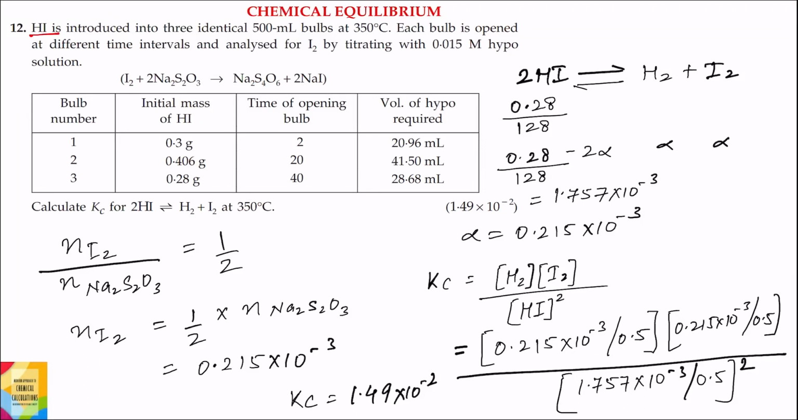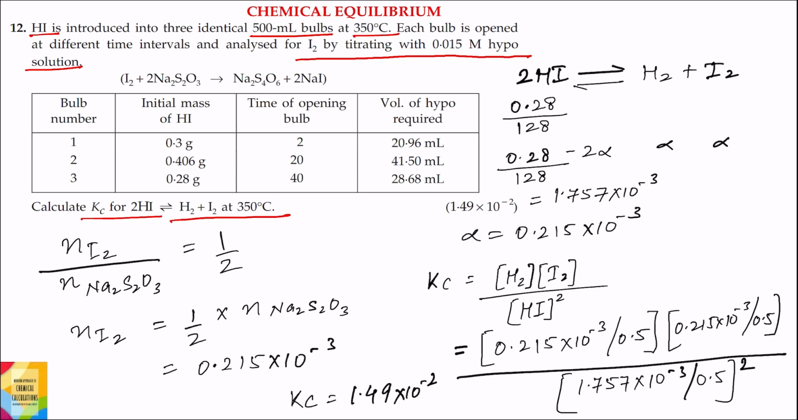Hydrogen iodide is introduced into 3 identical 500 milliliter bulbs at 350 degrees centigrade. Each bulb is opened at different time intervals and analyzed for iodine by titrating with 0.015 M hypo solution. Calculate Kc for the reaction hydrogen iodide forming hydrogen and iodine.